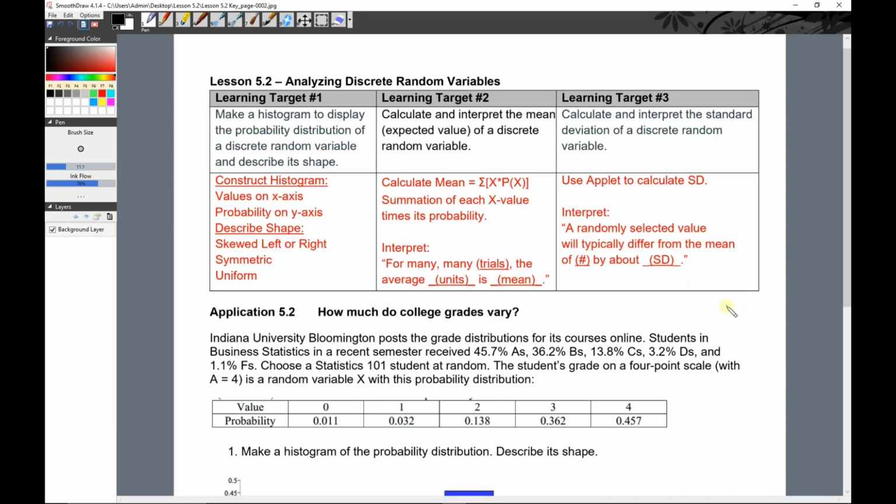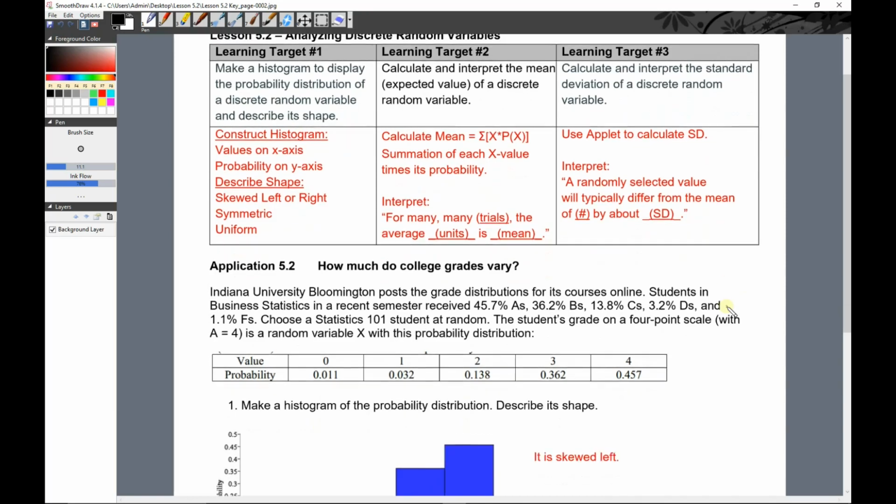So there, if you need to pause to copy that down, then you need to do that. Otherwise, we're going to move forward.